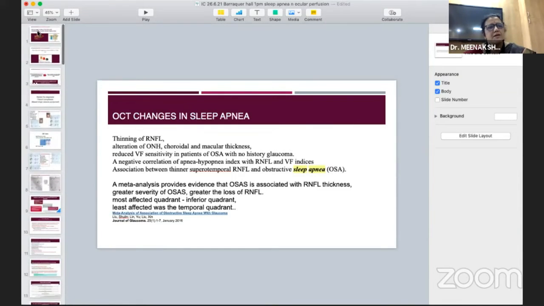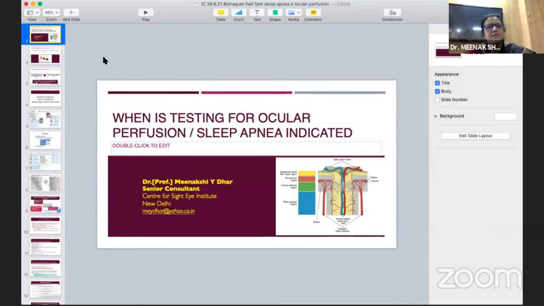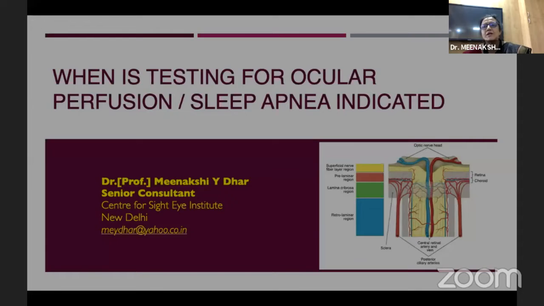To begin with, Dr. Sunil has made my job easier, because he's discussed part of what I would be speaking. When do we test for ocular perfusion and sleep apnea?